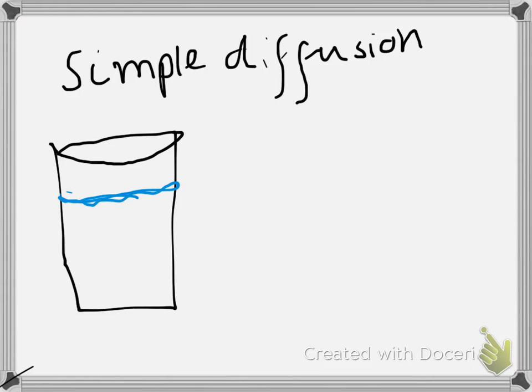This lesson is about simple diffusion. So what is simple diffusion? To imagine simple diffusion, we must imagine a cup of water. Now, what happens if we add some red dye to this water?